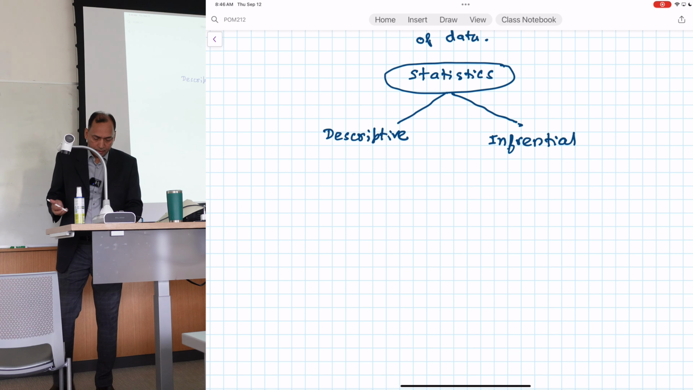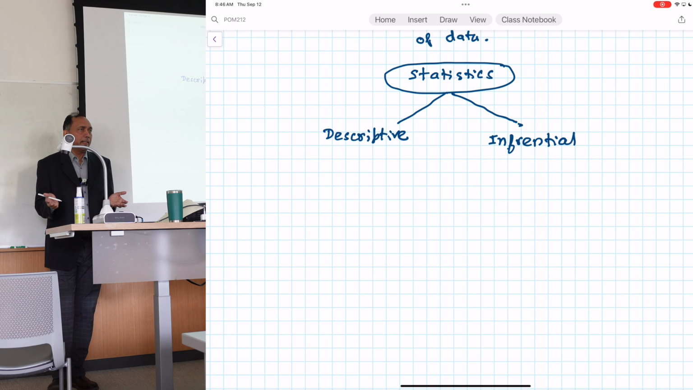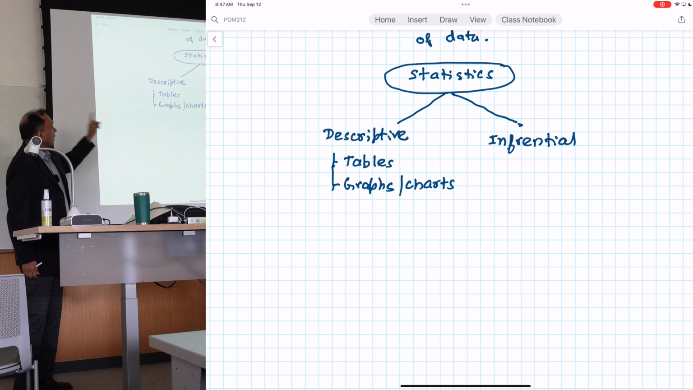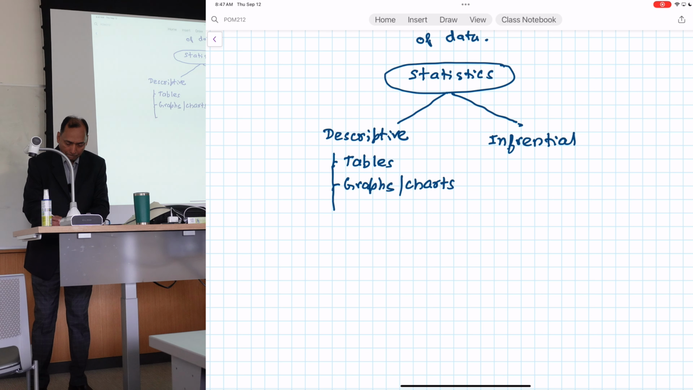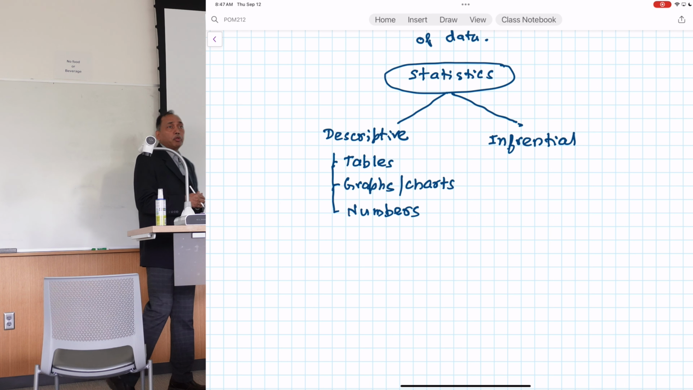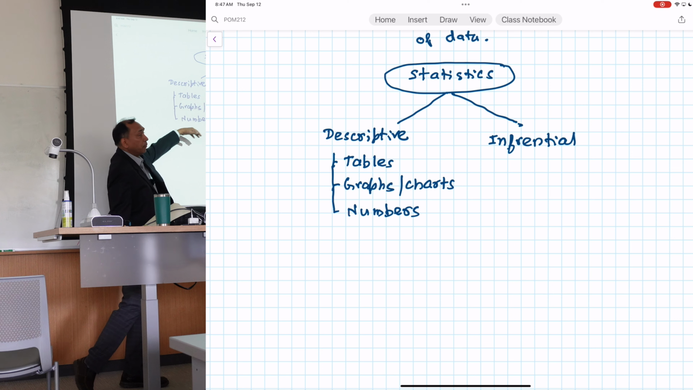Now, what is descriptive statistics? As the name indicates, it just describes or summarizes the data. So you may have data, and you may put that in tables. You can put that data in the form of graphs and charts, and it could be numbers. You may see in magazines, in newspapers, or TV programs, data organized in the form of a table. You may see data organized in the form of graphs and charts.